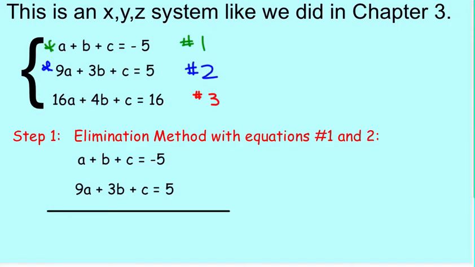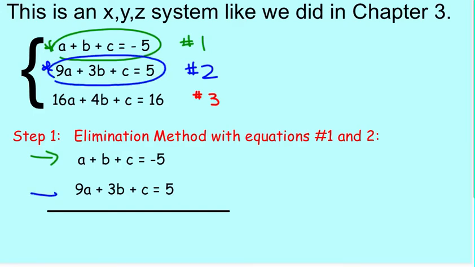A lot of times we use just x's, y's, and z's as our unknown variables. We're going to use, in this example, just a's, b's, and c's. So I've called these equation 1, 2, and 3: green, blue, and red. Step 1, let's use the elimination method for equation 1 and 2, this green one right here and this blue one right there. And we want to eliminate one of the variables.